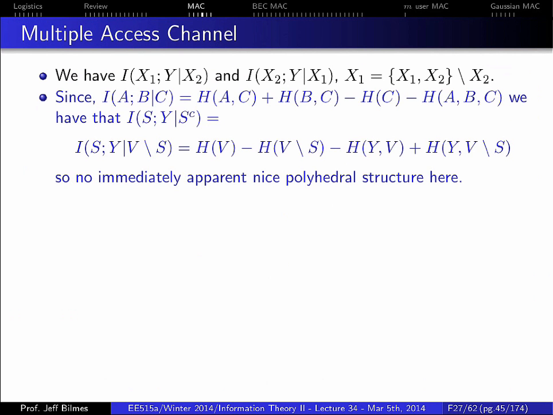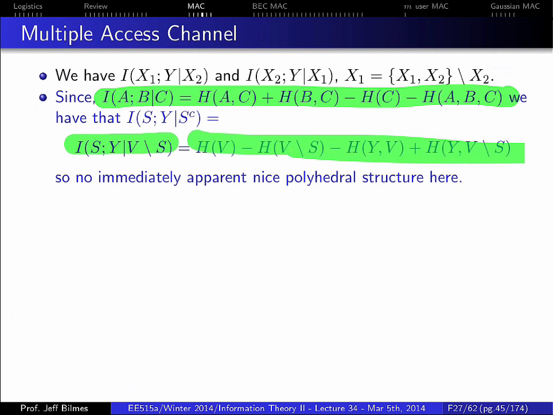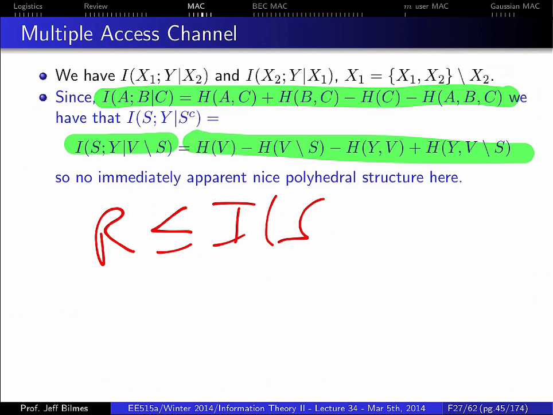When we expand out the mutual information in this most general case, using this inclusion-exclusion formula for mutual information, sums and differences, we can expand that out for this form where we have the mutual information between S, Y, and V except for S, which is S complement. We get this particular form. So we're saying things like, for example, the rate is less than or equal to I of S, Y, given V except for S. Those are the kinds of things we're saying. And the question is, does this basically mean that the polytope looks particularly nice or has some particular property?